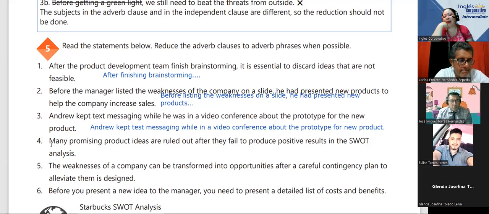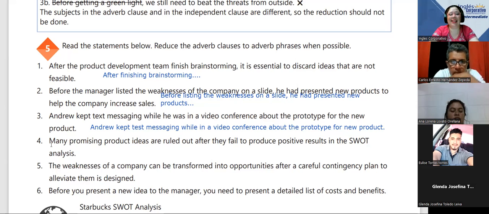Y entonces en la otra, ¿cuál será el sujeto? ¿Es siempre they o quién? Promising product ideas. Ok, entonces sí es el mismo, ¿verdad? Ok, es el mismo sujeto. Entonces, vamos a decir completo lo primero. Many promising product ideas are ruled out after, after what? We eliminate the subject and if it is a different verb. Yes, after failing to produce positive results in the SWOT analysis. Yay, we did it. Number five.